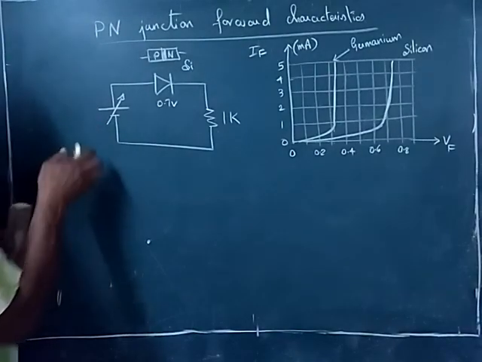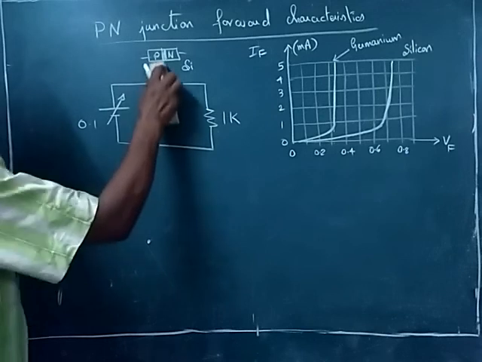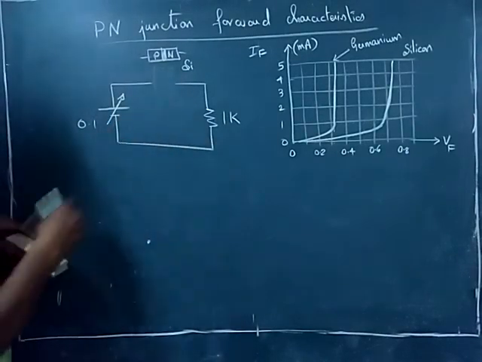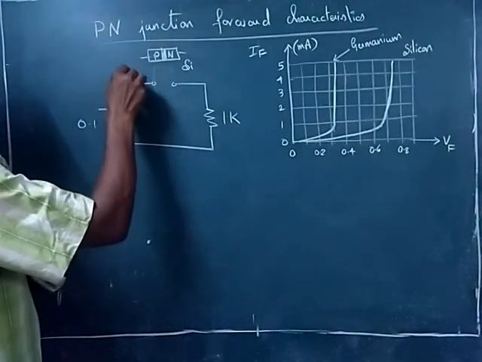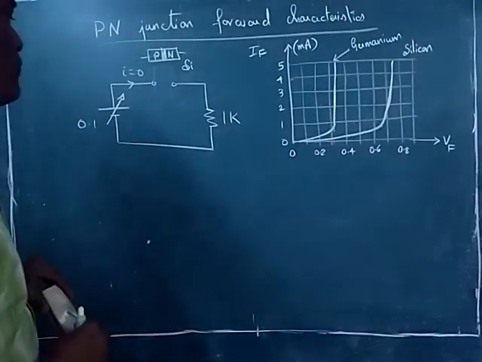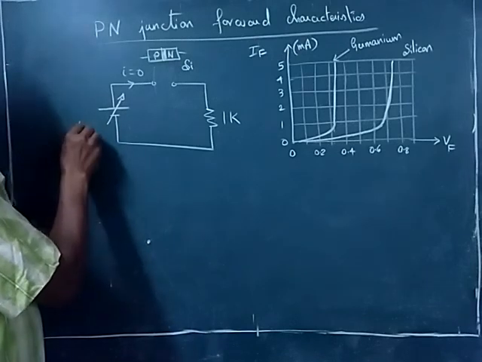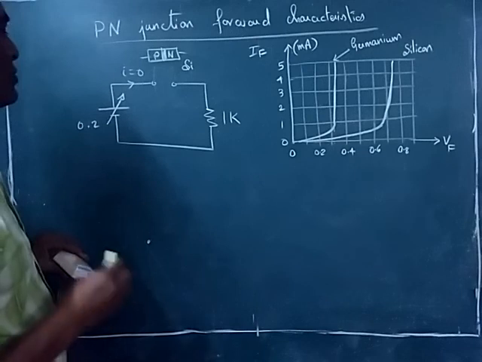Now if you give 0.1, it won't conduct. Won't conduct means this diode will act as an open circuit. No current will flow. That's the meaning. The current in the circuit is 0, approximately 0 milliamps. Now you are increasing to 0.2. Still the diode behaves like an open circuit.